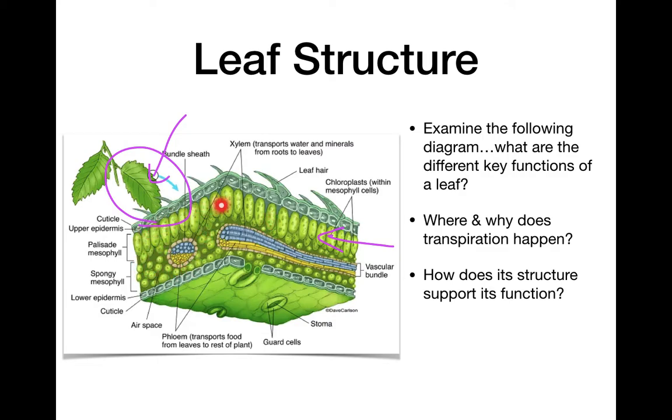So the top ones are called palisade mesophyll cells, and that's where you're going to get a lot of photosynthesis happening. It's close to the top, closer to the sun. And then below, we still have some mesophyll cells, but there are more spaces between them, and that's the spongy mesophyll.